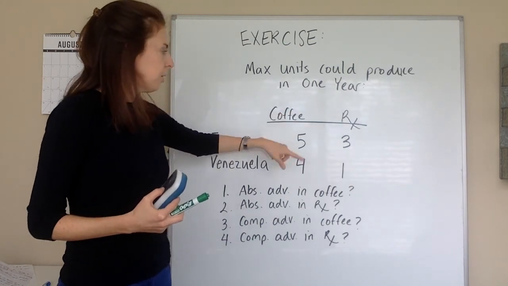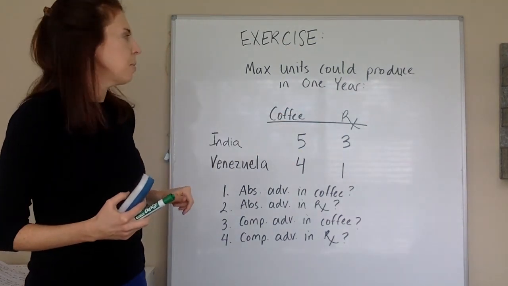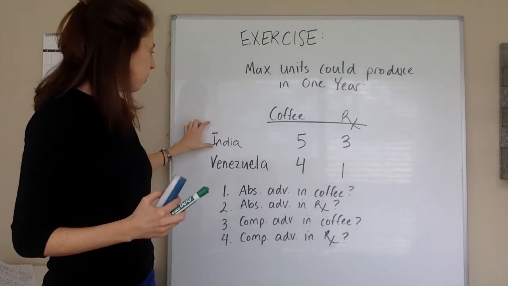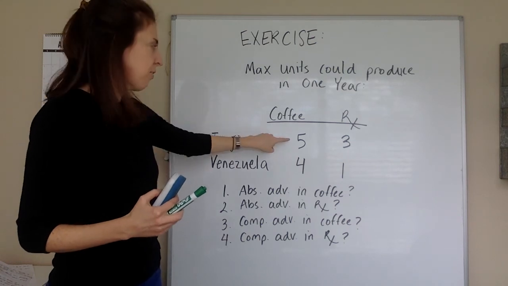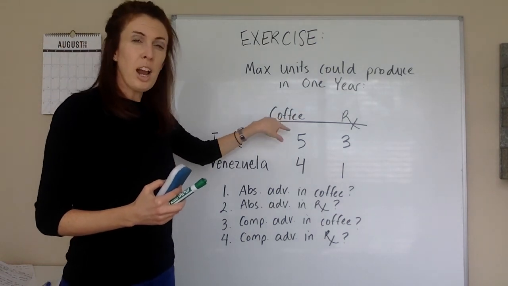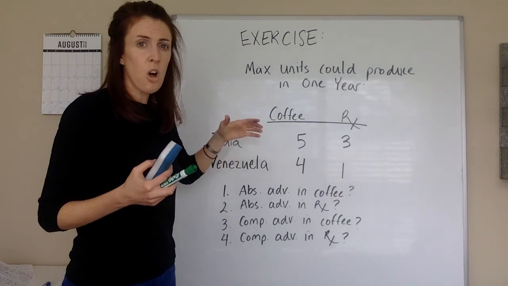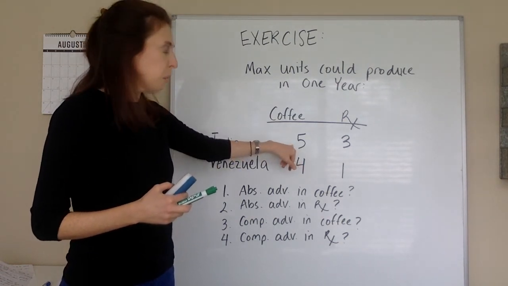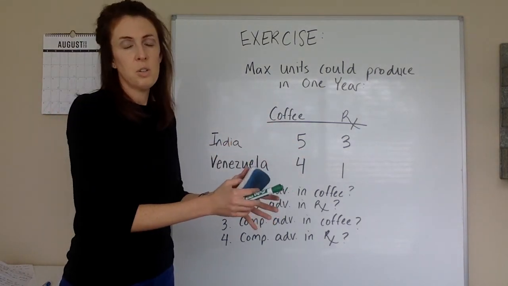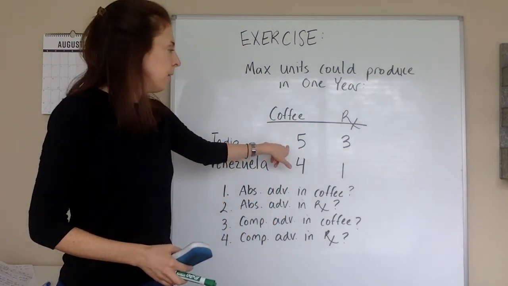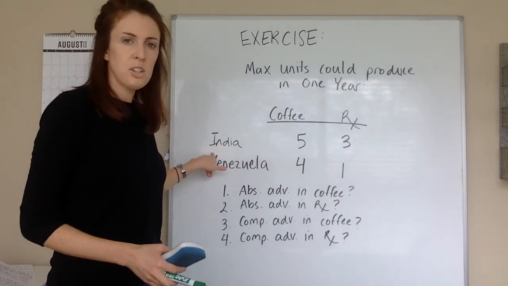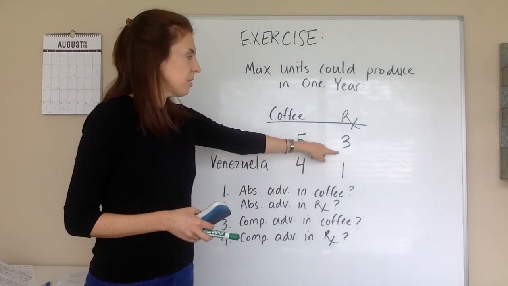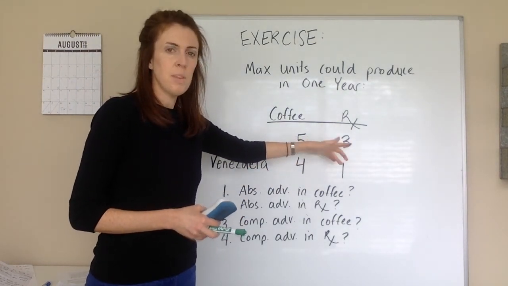The numbers in the table here correspond to the maximum number of units each country could produce in 1 year. So for example, if we're thinking about India, then at most India can make 5 units of coffee in a year. If they're actually making 5 units of coffee, that means they're using all their resources for coffee production, so they're not going to get any prescription drugs. But it's possible for them to exhaust all resources in coffee production to make 5. Alternatively, if India wanted to take all their resources and exhaust them towards making prescription drugs, then at most they can make 3 units of prescription drugs, but then they wouldn't have any coffee.